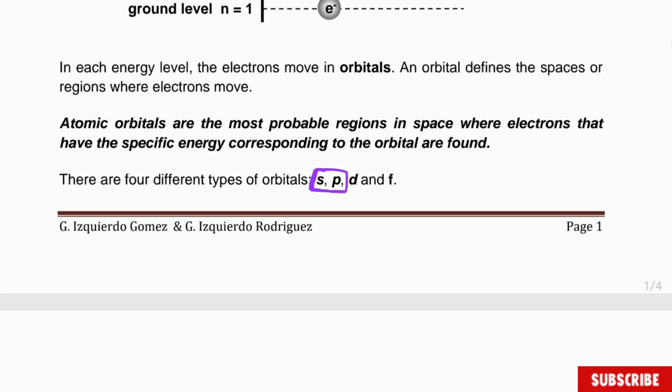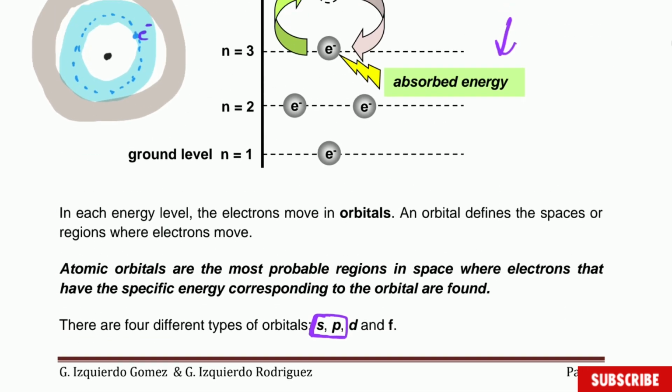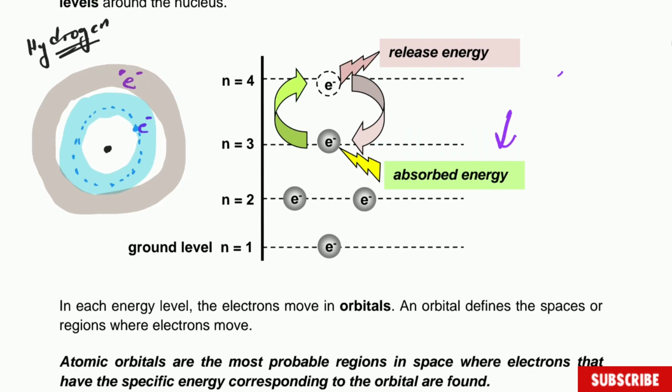Those energy levels go from 1 to 4. Let's write here energy levels, also called shells. Those energy levels go from 1, 2, 3, and 4. There are 4 energy levels, and each energy level will have a specific orbital. For example, energy level 1, we have an orbital S.